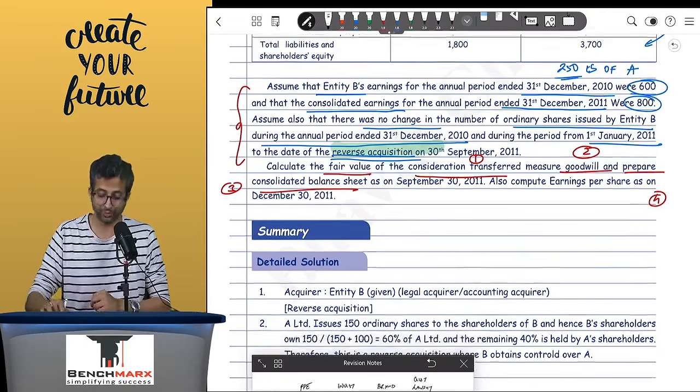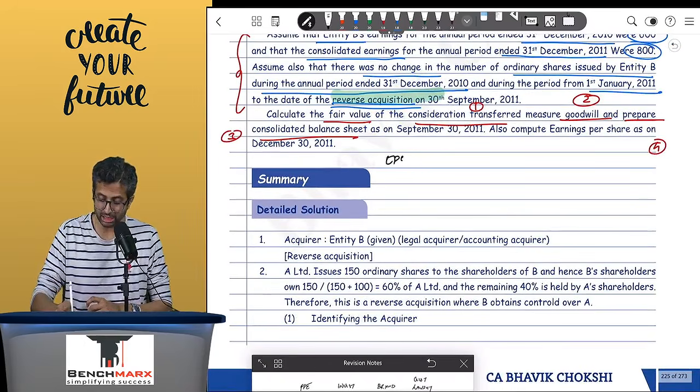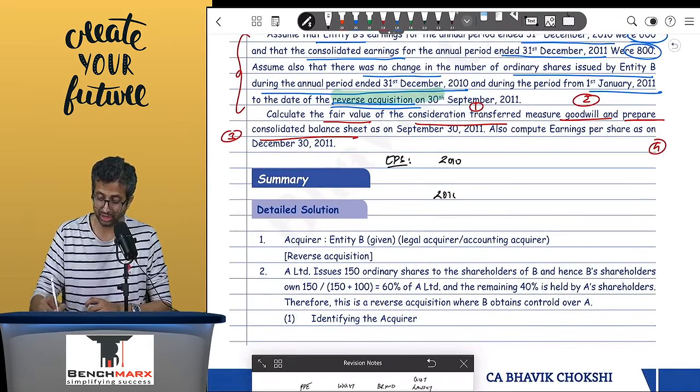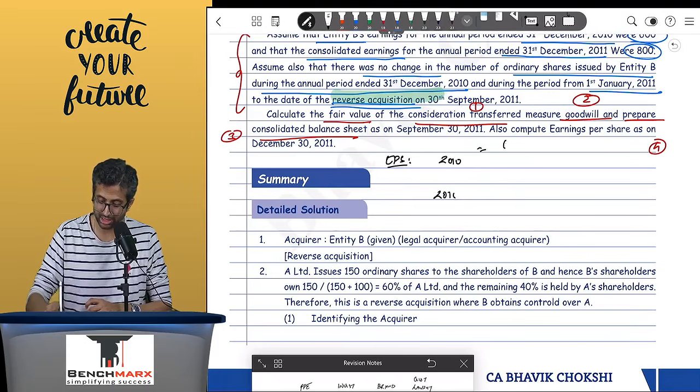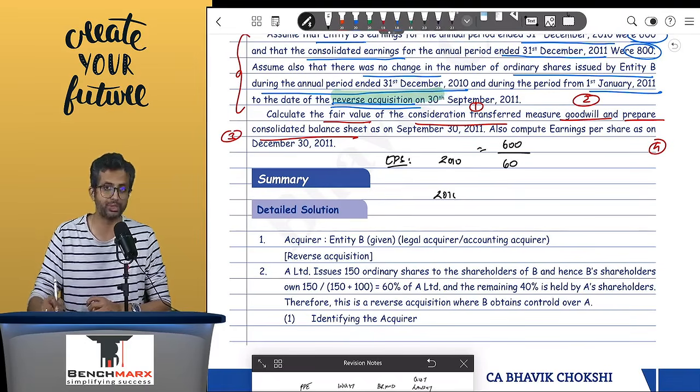Now if you want to find the EPS, ideally your EPS for the year 2010, that is the last year, and 2011, that is the current year, how will you calculate this? Well, we will say in the last year there was 600 profit earned by B. You will divide it by the number of shares of B, that is 60. Similarly, the current year, the profit is 800.